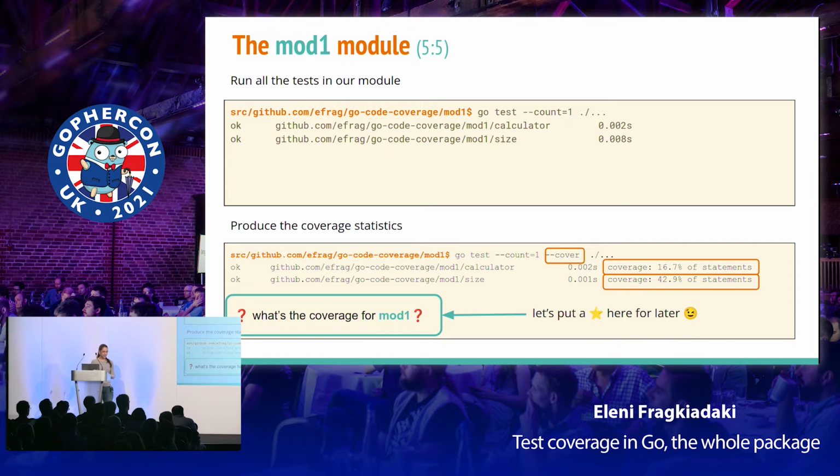Nice. What this doesn't tell us, though, is how our mod 1 is doing with regards to test coverage. So basically, we know how each of the packages is doing, but we don't have an overall number that tells us mod 1 is covered X%, or how much of the statements we have actually verified. Put a star here for later. We are going to come back to this.